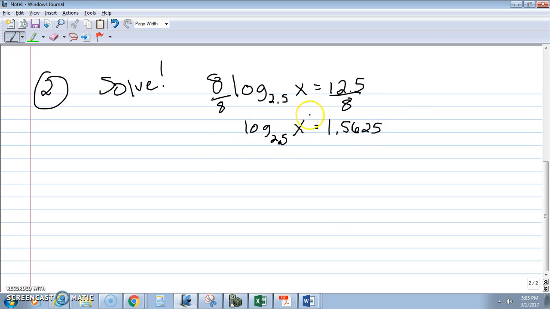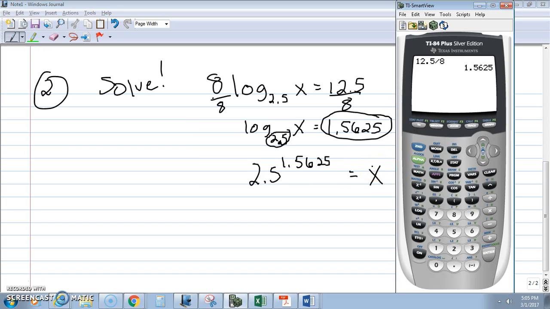Okay, now it looks like it's set up. I only have the log on one side, so I'm going to take my base, and then this is going to be my exponent. This is also that heart thing, if that's the way you remember it. So 2.5 to the 1.5625 exponent is equal to x. So all I have to do in my calculator is put in 2.5 to the power of, and this is an old type of calculator, so I'm going to put it in parentheses, 1.5625.